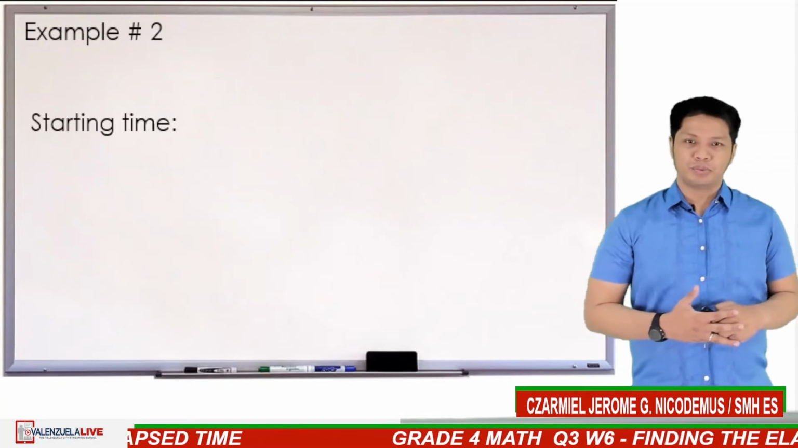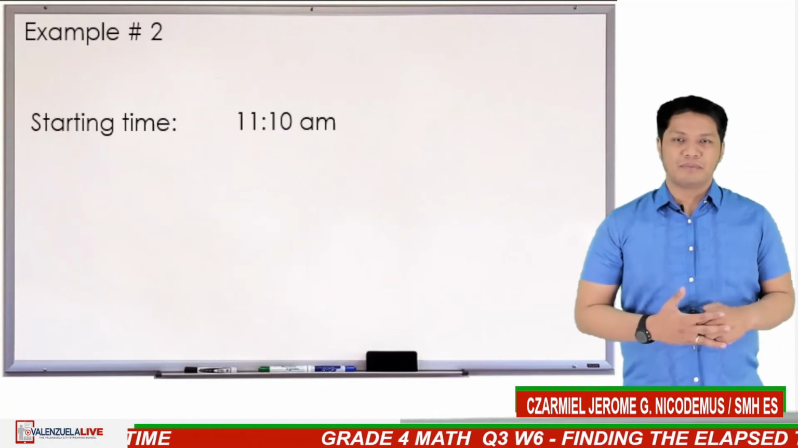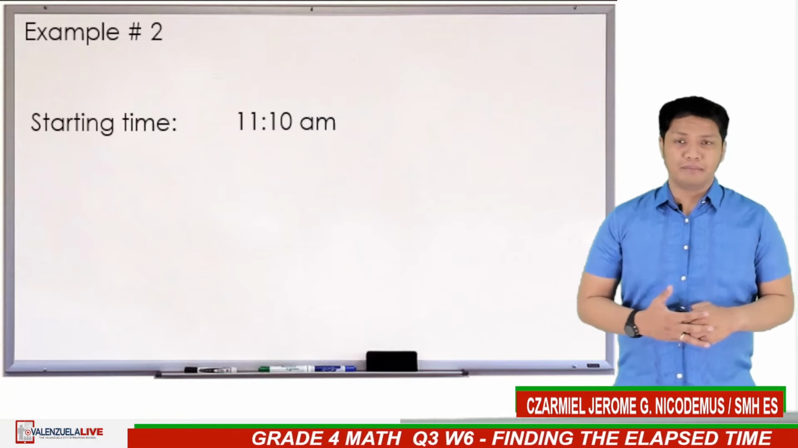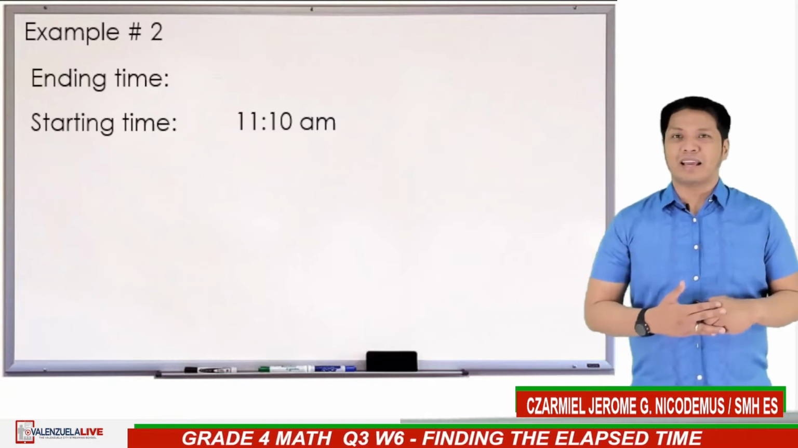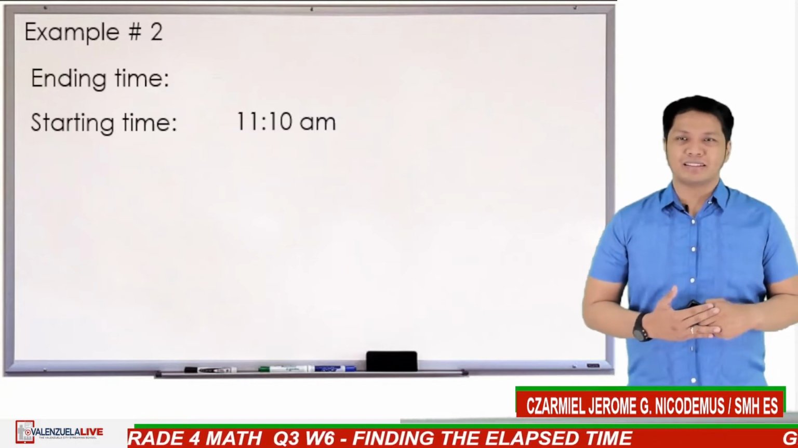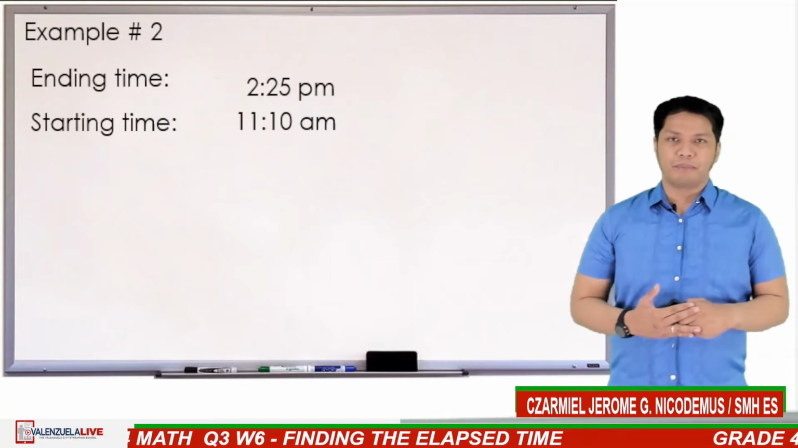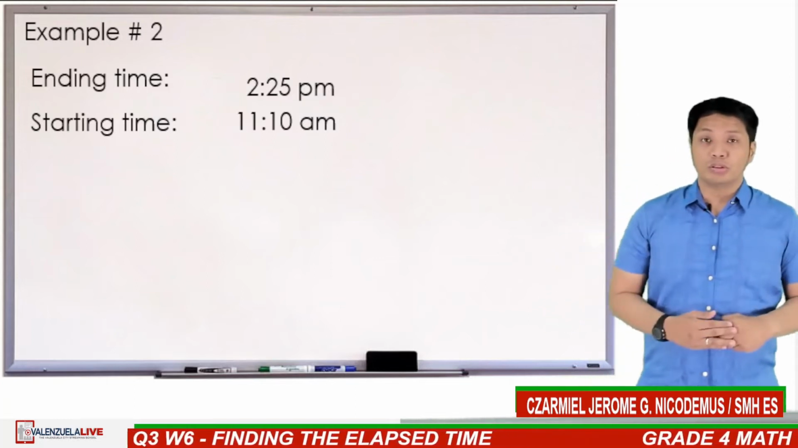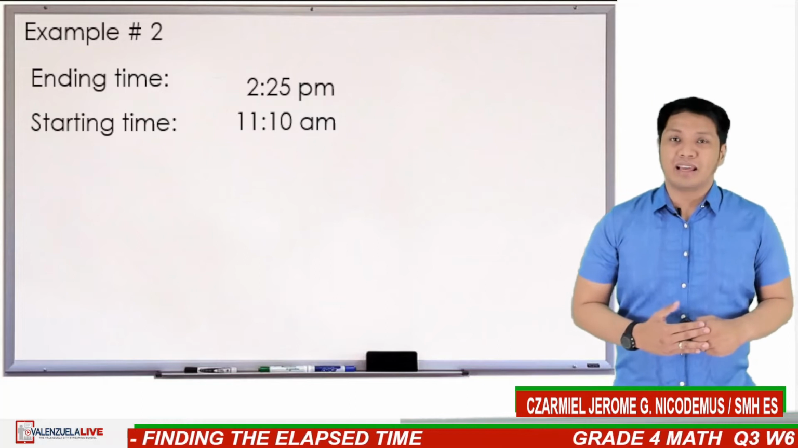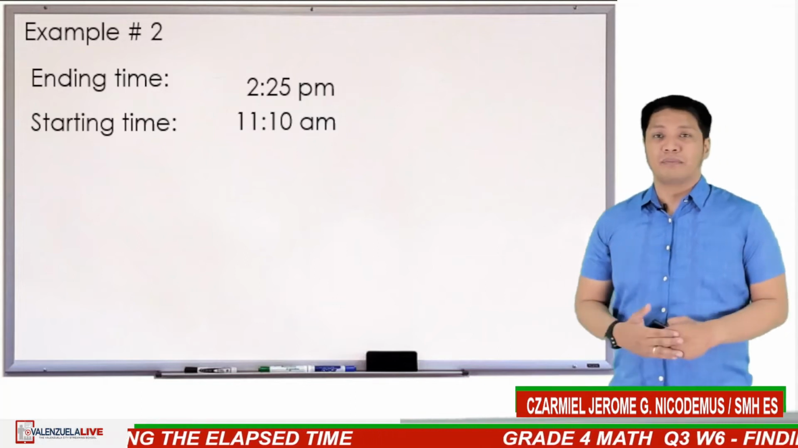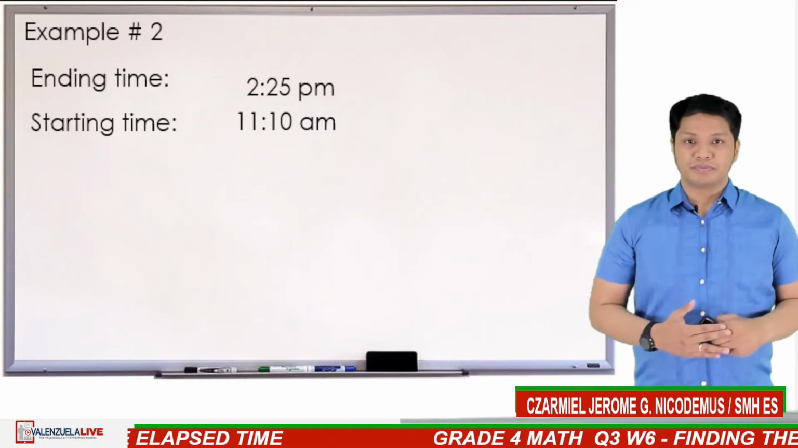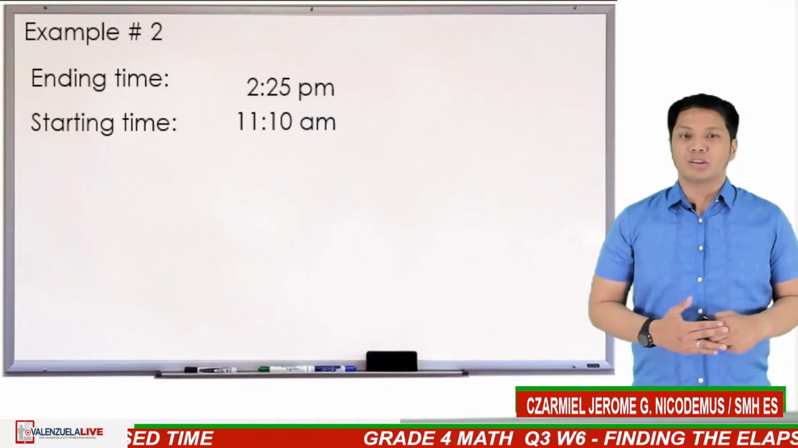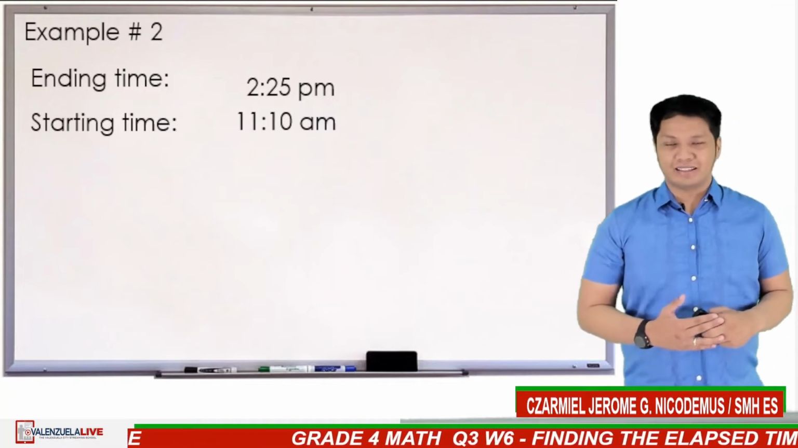Example number 2. The starting time is 11:10 a.m. and the ending time is 2:25 p.m. If we look closely, the ending time is in p.m. and the starting time is in a.m. So we need to add 12 hours to the ending time.